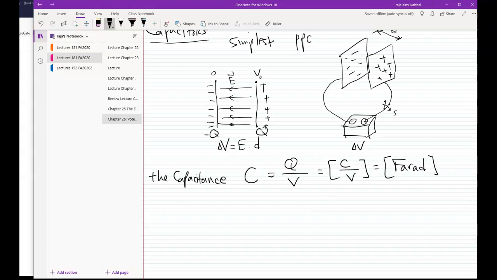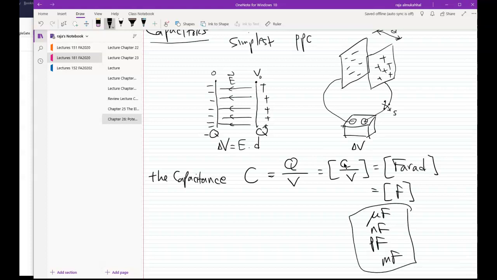It is named after Michael Faraday, a famous physicist who studied capacitors. So it's called the farad, and the symbol for the farad is the capital letter F. Just like the coulomb is a very large unit, the farad is always a very large unit. So just like we use nanocoulomb and microcoulomb, for farad we also use microfarad, nanofarad, picofarad, millifarad and so on. Those are the usual units that you see when it comes to capacitance, not the farad by itself.